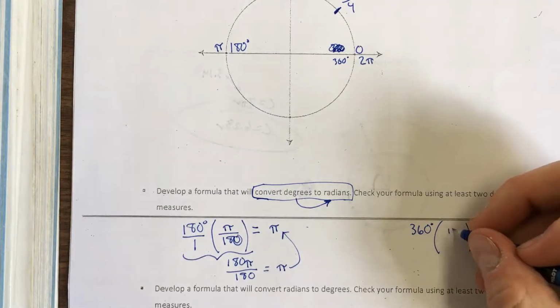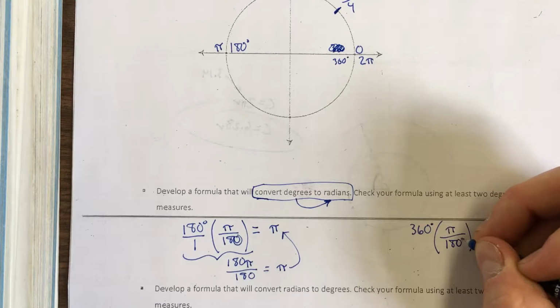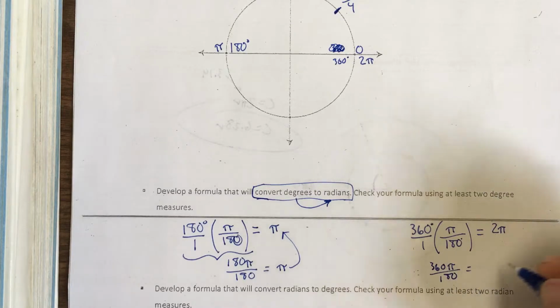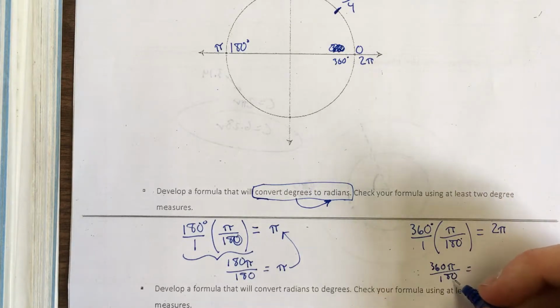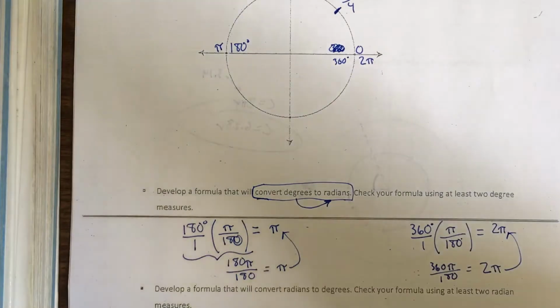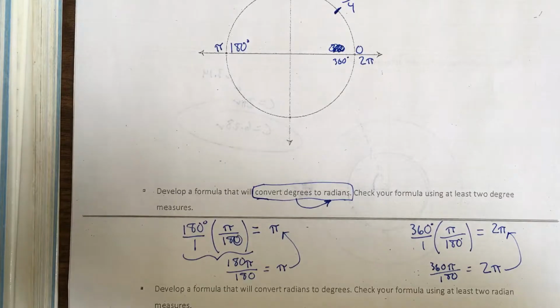And we could do that over here, pi over 180. Put this over 1. But 360 divided by 180 would give us 2. We're left with that pi, which is there. So these are our conversion formulas for degrees to radians, or our conversion formula from degrees to radians.